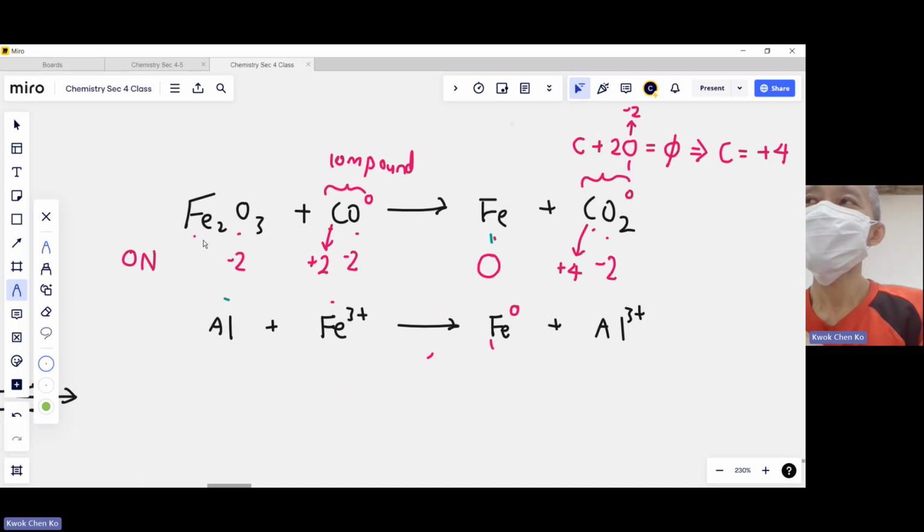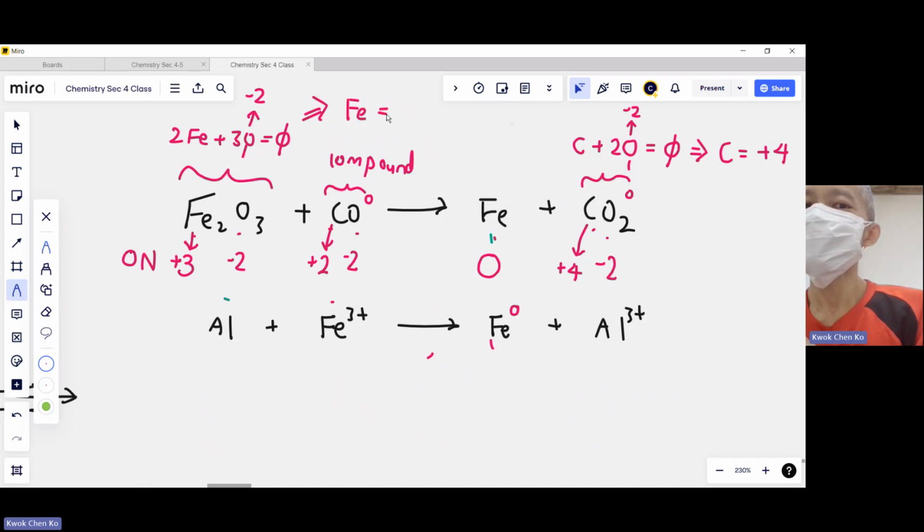How about iron here? Yeah, oxidation number. Yes, make sure you have the plus in front, +3. How do I know? Same thing, you work out your algebra. 2Fe plus 3 oxygen equals 0. And oxygen, you already established it is -2. Therefore, just solve for Fe. You should get +3.